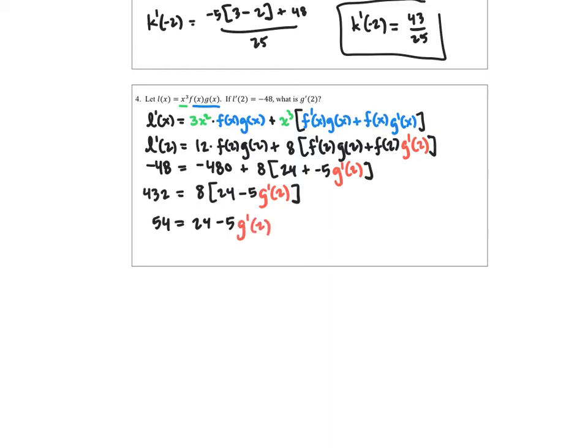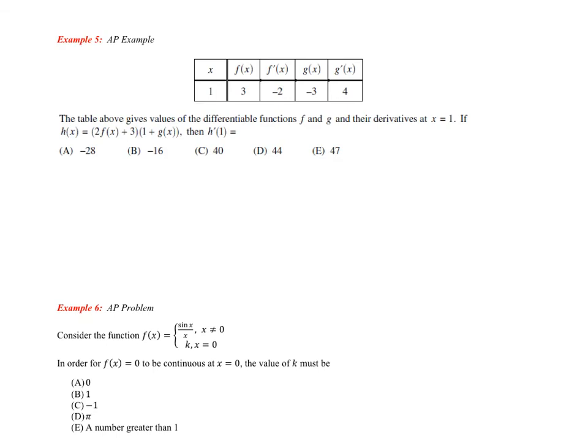Now I can subtract 24, well, this is going to be nice, which will give me 30 equals negative 5 g prime at 2. Oh yeah, look at that. So negative 6 is equal to g prime at 2 using some sparse data. Okay, let's keep it going. A couple of examples here.